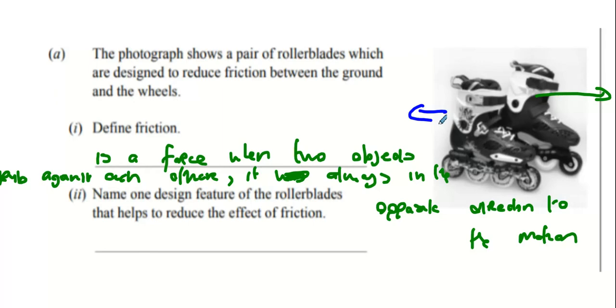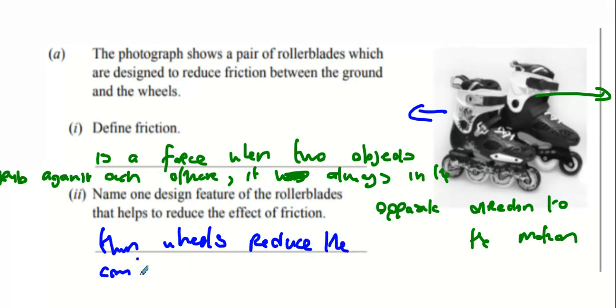Okay, name one design feature of rollerblades that helps them to reduce the effect of friction. It'd be the thin wheels. Thin wheels reduce the contact area. So mountain bikes, you notice, have big, broad tires. That's for lots of grip. While racer bikes will have thin wheels, which is for less friction to slow you down. Okay, that's us, guys.